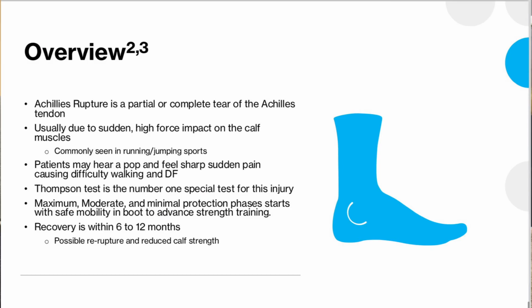Okay, the overview. Achilles tendon rupture is a partial or complete tear of the Achilles tendon. It's usually due to sudden, high force impact on the calf muscles, commonly seen in sports like running and jumping. Patients may hear a pop or feel a sharp sudden pain. The Thompson test is the number one special test for this injury. The maximum, moderate, and minimal protection phases go from safe mobility and boot to advancing strength training and getting them back to their sports, and they can see a recovery within 6 to 12 months, with a possibility of a re-rupture and reduced calf strength.